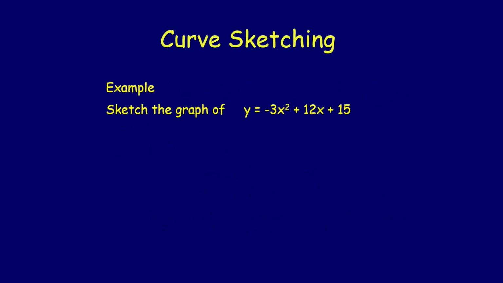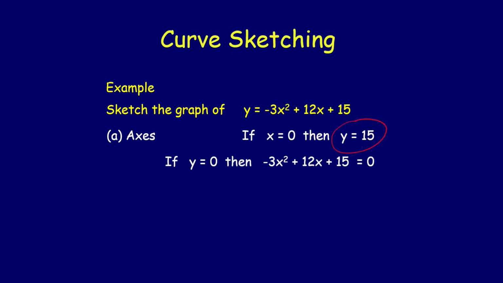Let's go to the example. Sketch the graph of y equals negative 3x squared plus 12x plus 15. So the first thing is to determine where the curve cuts the axes, that is the y-axis and the x-axis. So if x equals 0, then y equals 15. So this shows where the curve cuts the y-axis, at y equals 15.